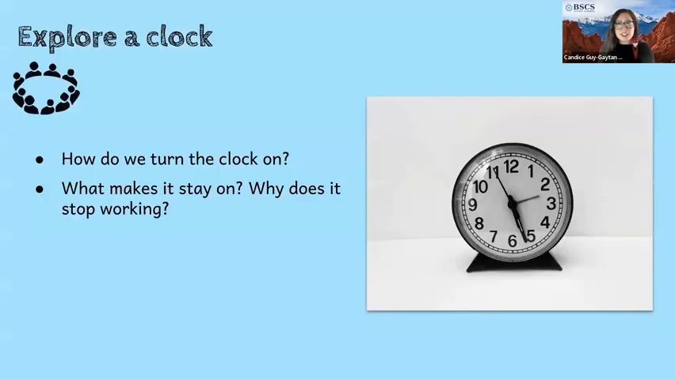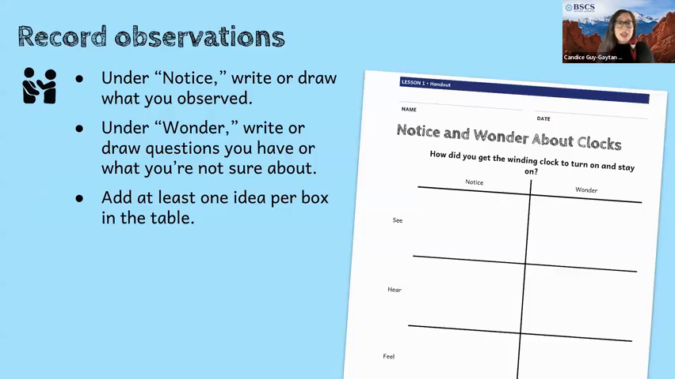We then introduce students to a winding clock and have them make observations about how it's turned on, how it stays on, and why it suddenly stops. To make our observations, we use our senses and keep track of them using our notice and wonder sheet. We write down what we see, what we hear, what we feel as we get the winding clock to turn on and stay on. We also jot down what we wonder.